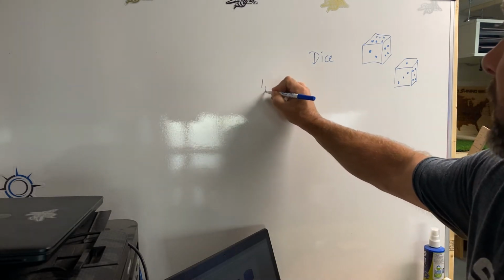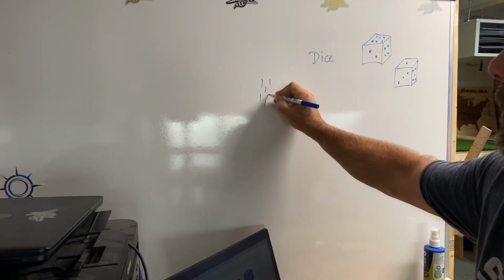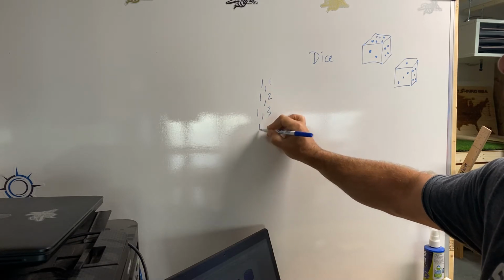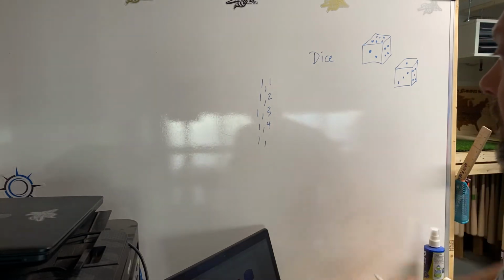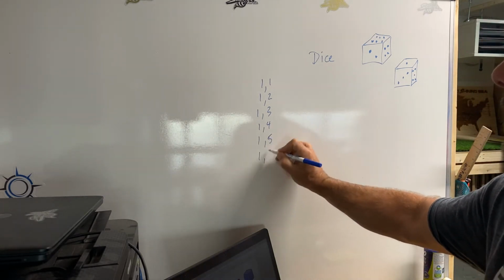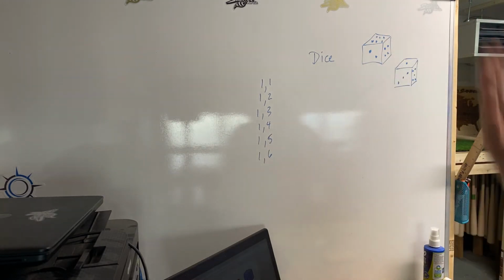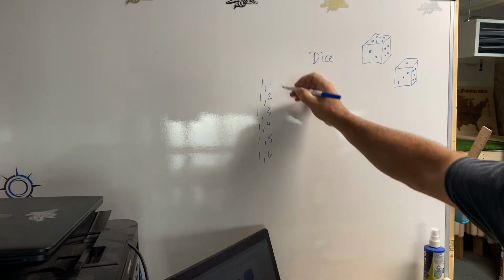The outcomes start with 1. You can get a 1 and a 1, a 1 and a 2, a 1 and a 3, a 1 and a 4, a 1 and a 5. Sorry, I wrote 4 again. A 1 and a 5, a 1 and a 6. So I could roll a 1 the first time and then a 1 again, or I could roll a 2 the second time, or a 3, and so on and so forth.